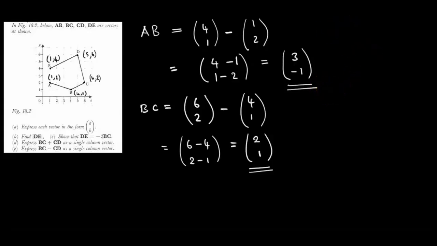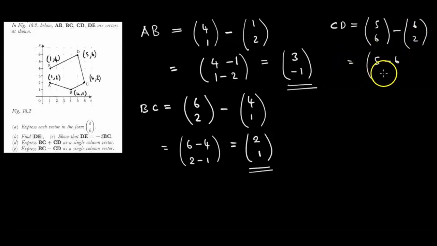CD. So CD is equal to the coordinates at the end, 5, 6, subtracting the coordinates at the start, 6, 2. So this is equal to (5 minus 6, 6 minus 2). 5 minus 6 is minus 1. 6 minus 2 is 4. Like that.